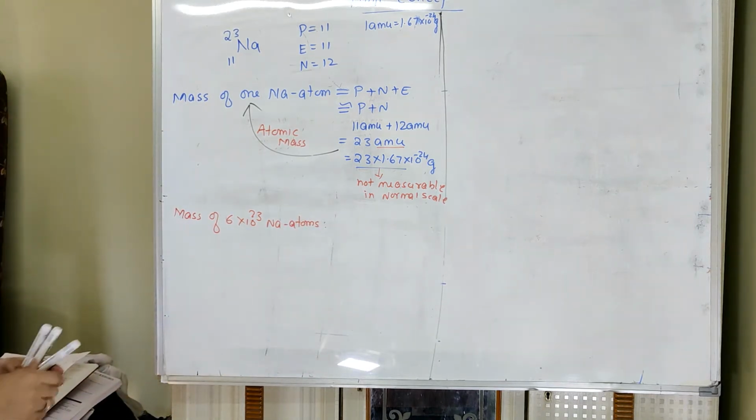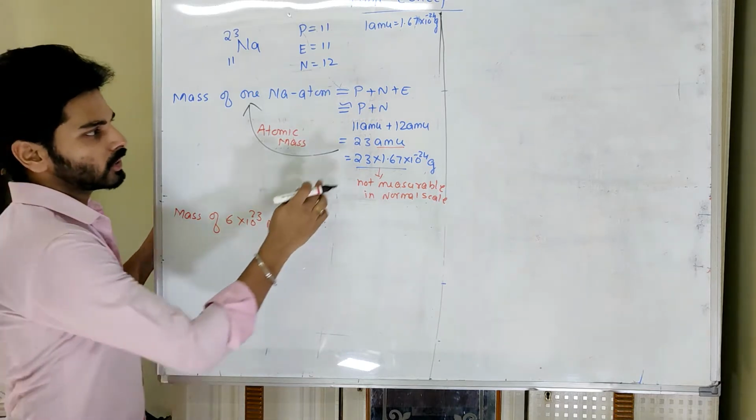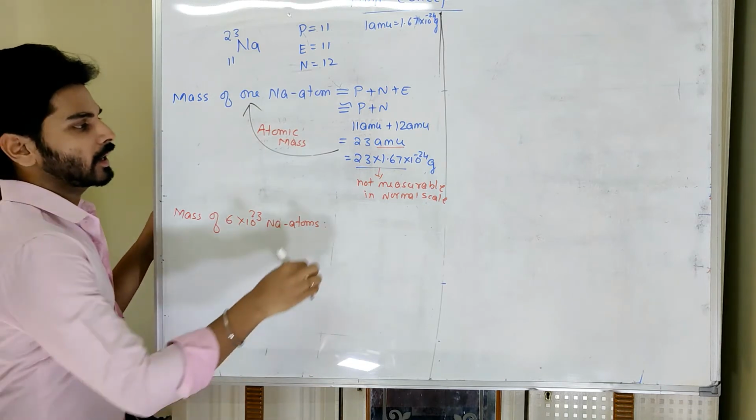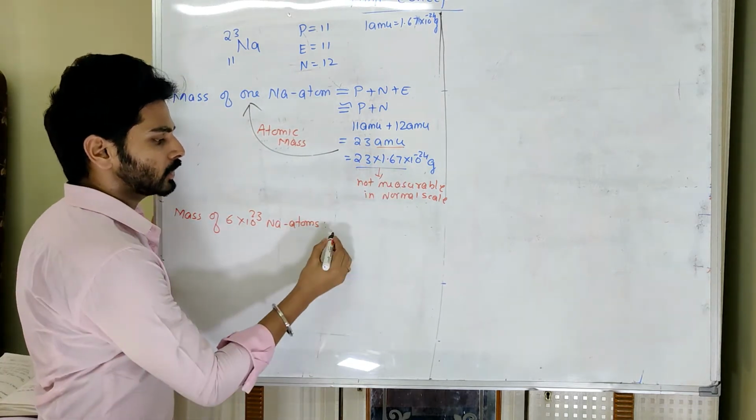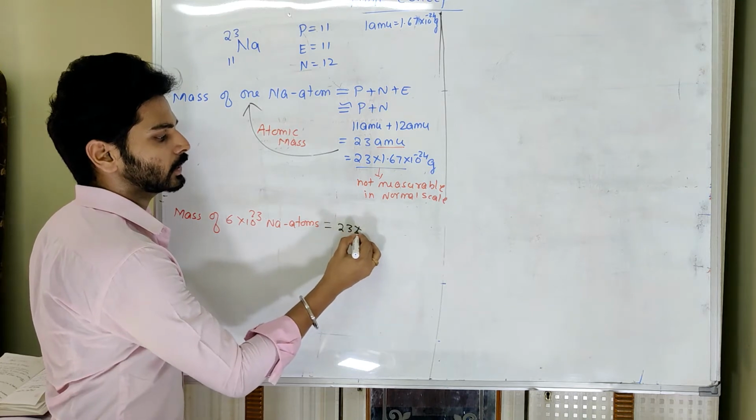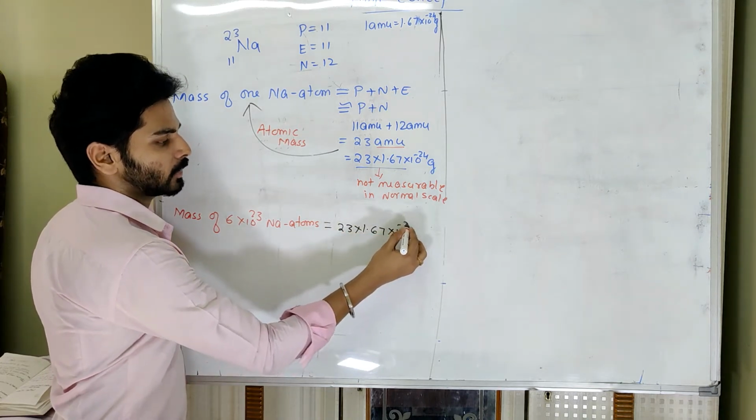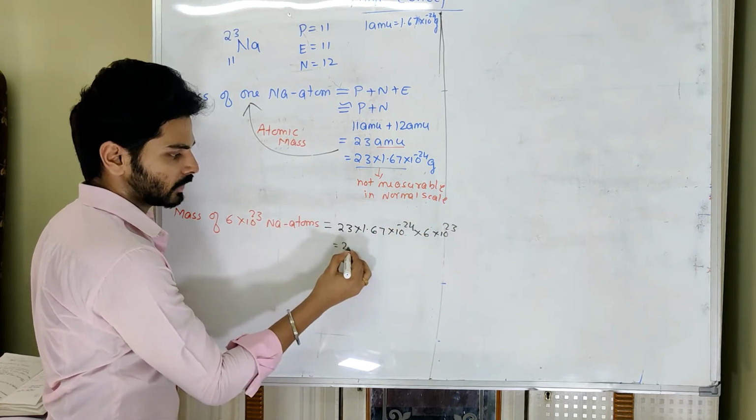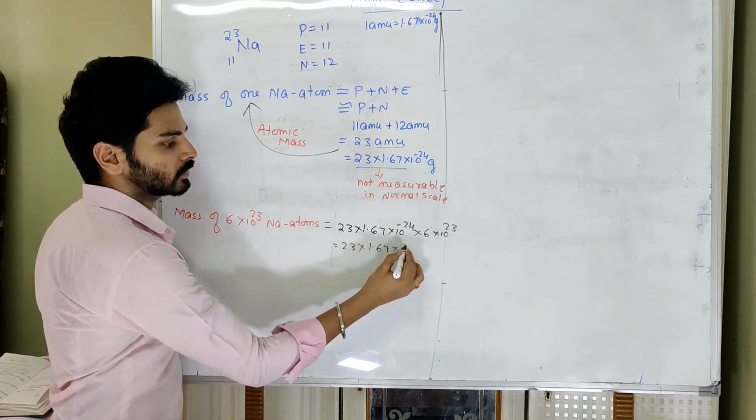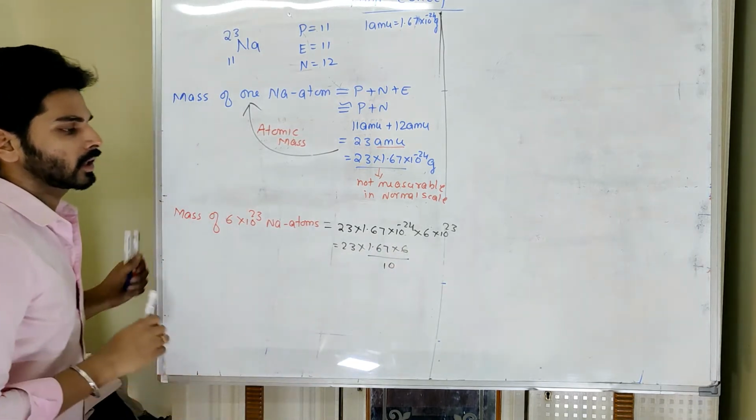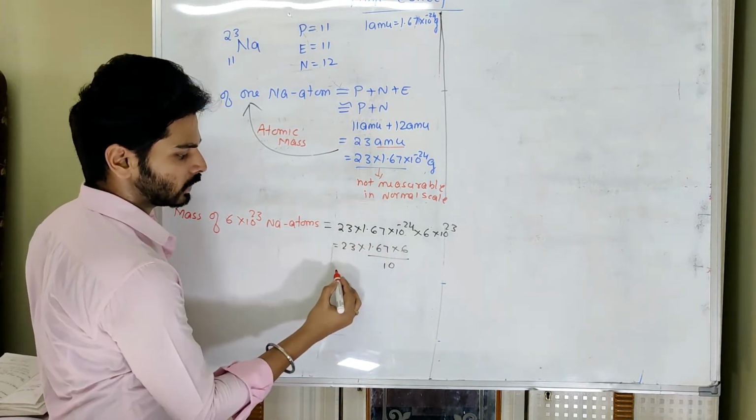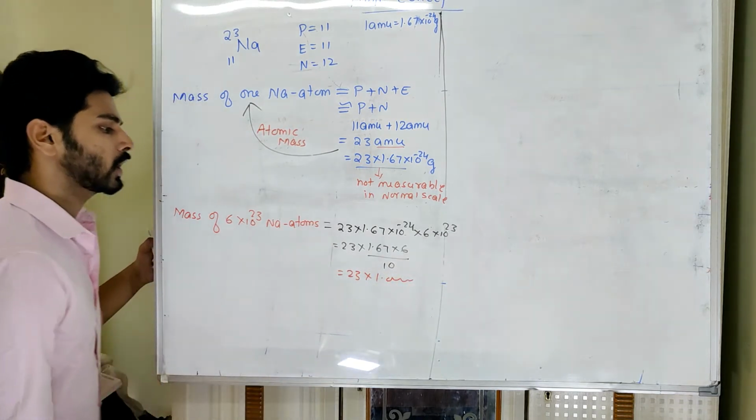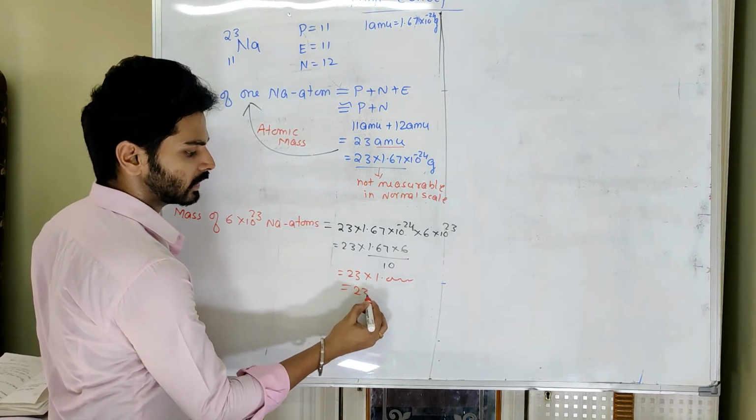If I want to measure the mass of 6 into 10 raised to 23 sodium atoms, then this is for 1 atom. For 10, I will multiply with 10, and for 100, I will multiply with 100. So here also the same thing: 23 into 1.67 into 10 raised to minus 24 into 6 into 10 raised to 23. So this is 23 into 1.67 into 6 divided by 10. If you do the whole calculation, you will realize it comes out to be 1.000 something. So that means 23 gram.